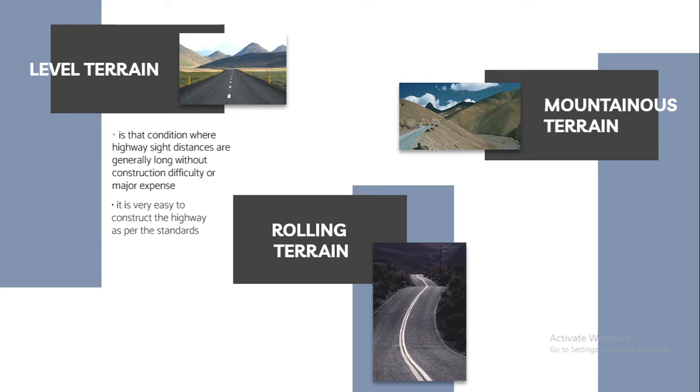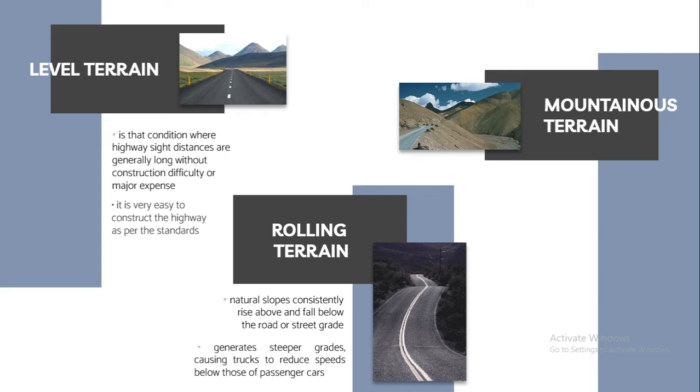Next is a rolling terrain. The rolling terrain is that condition where the natural slopes consistently rise above and fall below the road or street grade, and where occasional steep slopes offer some restriction to normal horizontal and vertical roadway alignment. Rolling terrain generates steeper grades, causing trucks to reduce speeds below those of passenger cars.